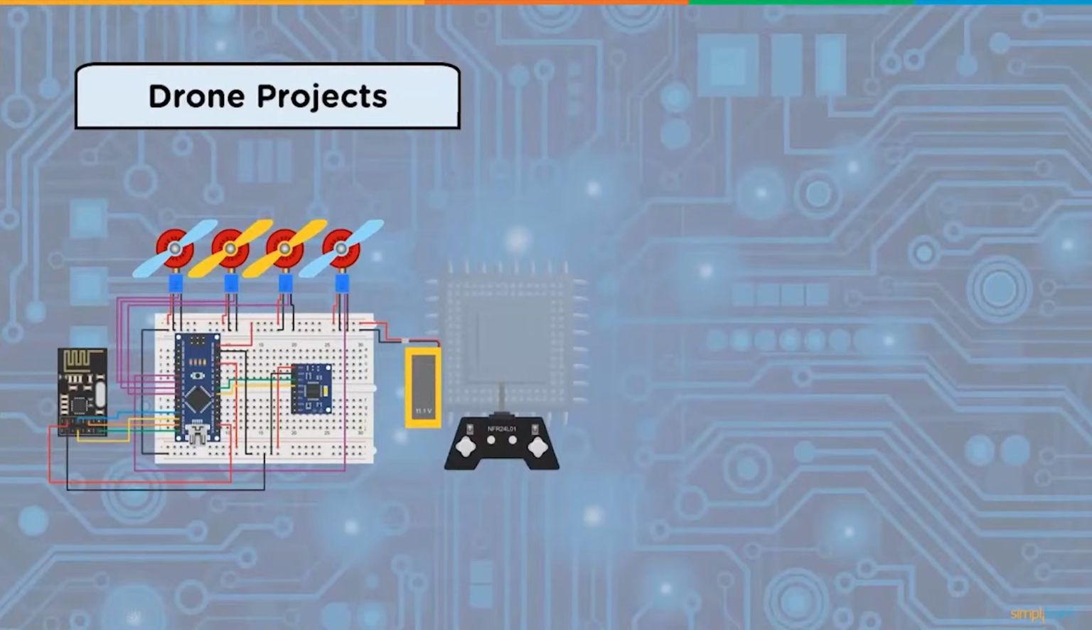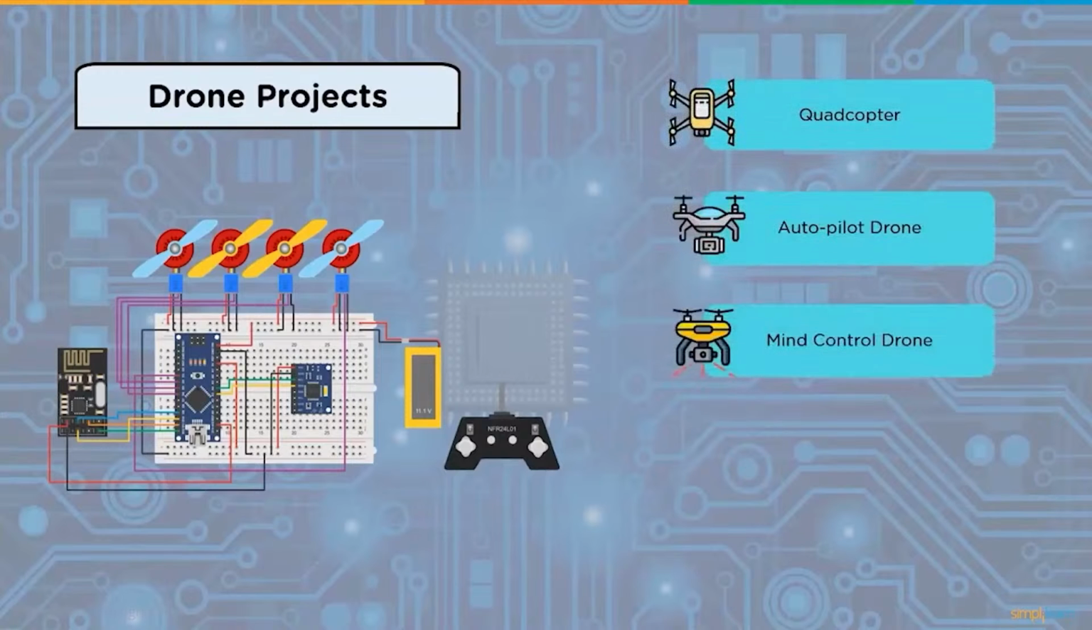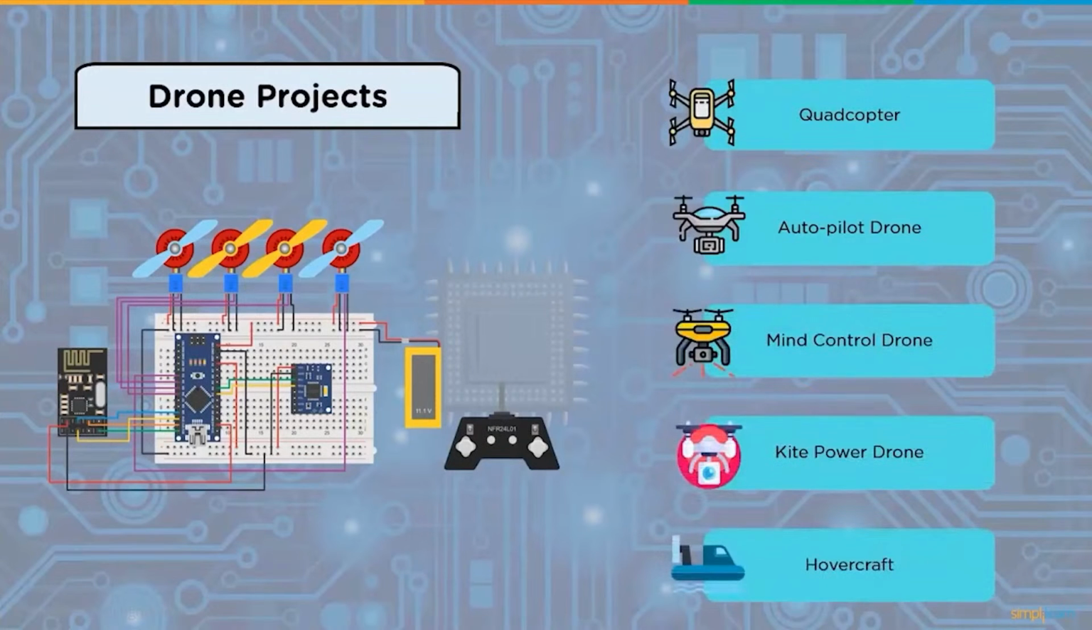The Arduino development board is great for this purpose, especially because there are a variety of models available ranging from the tiny Arduino Nano to Arduino Mega, all of which are small enough to fit into the design of a drone. Some of the drone projects using Arduino are quadcopter, autopilot drone, mind control drone, guide power drone, and hovercraft.